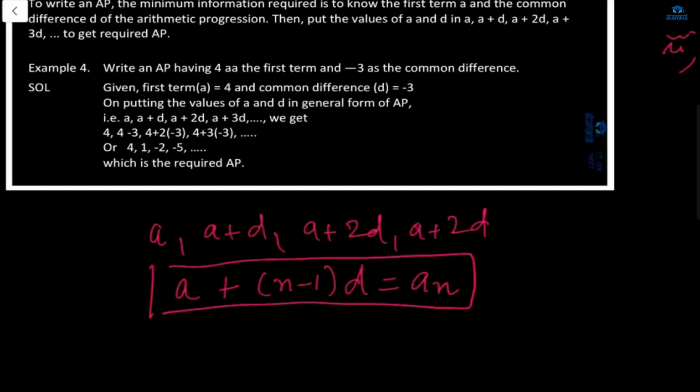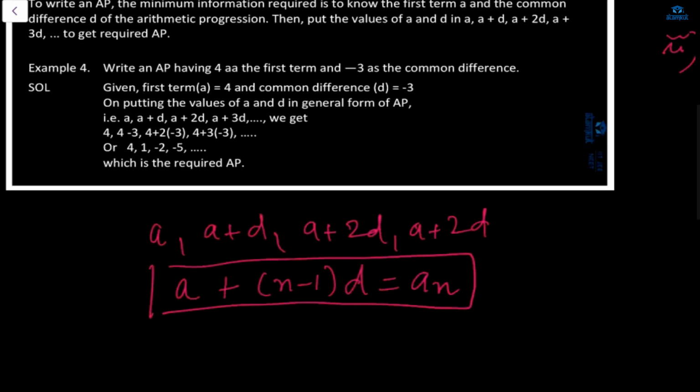Write an AP. What does n represent? n is the number of the term. Like if I'm asking you the 10th term of this AP, instead of this n, you will write 10. If I'm asking you what will be the 12th term of an AP, this n will represent 12. If I'm asking what is the 100th term of this AP, this n will be 100. It is the number of the term you are finding.